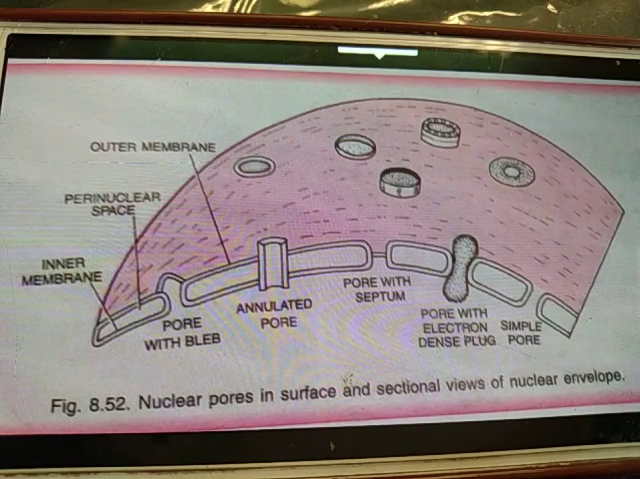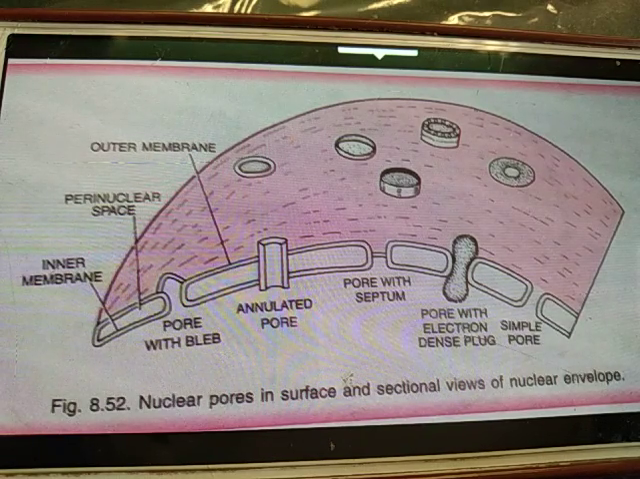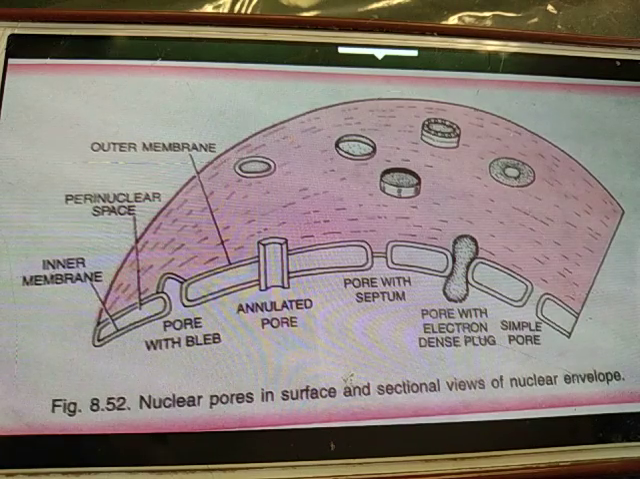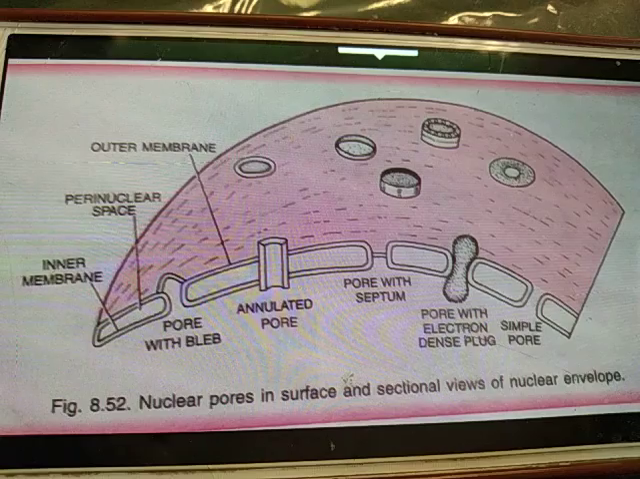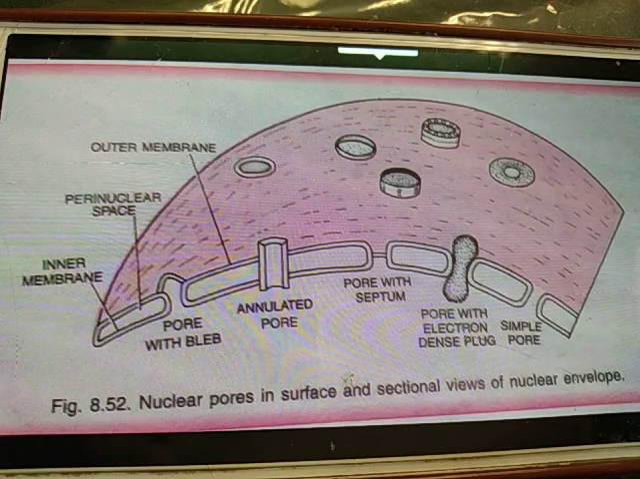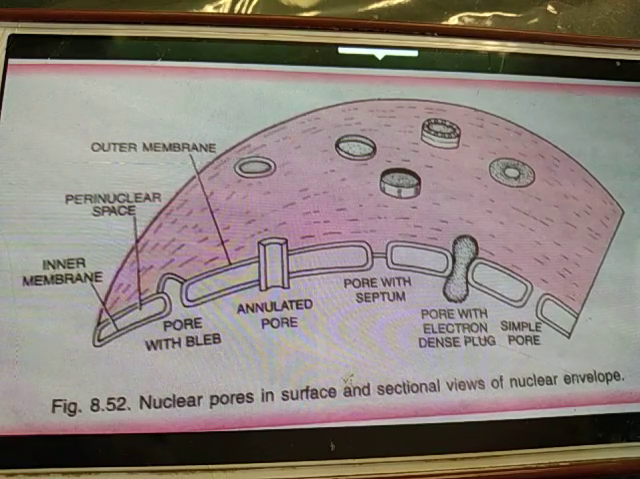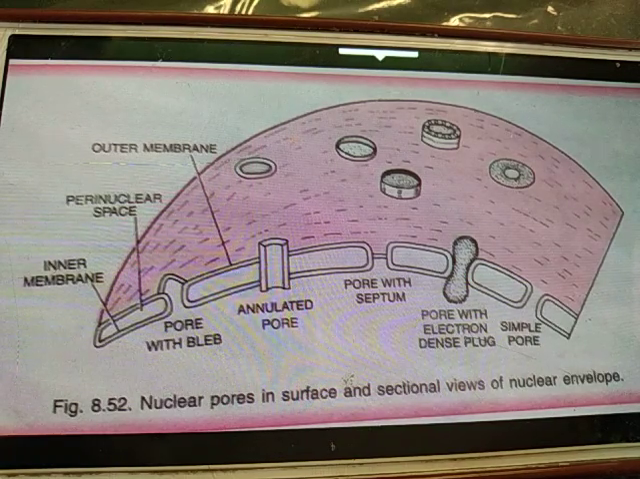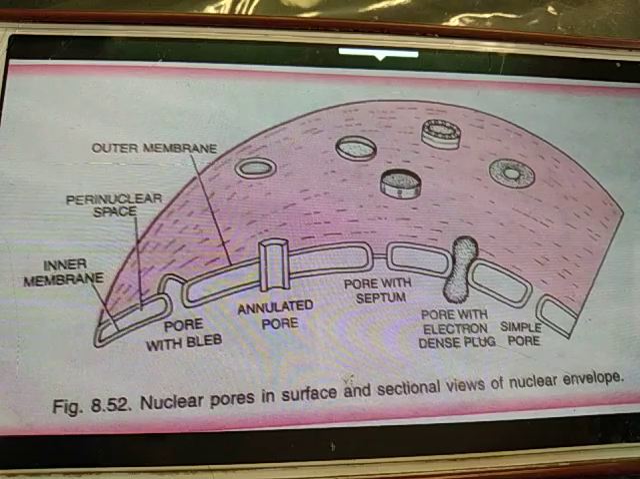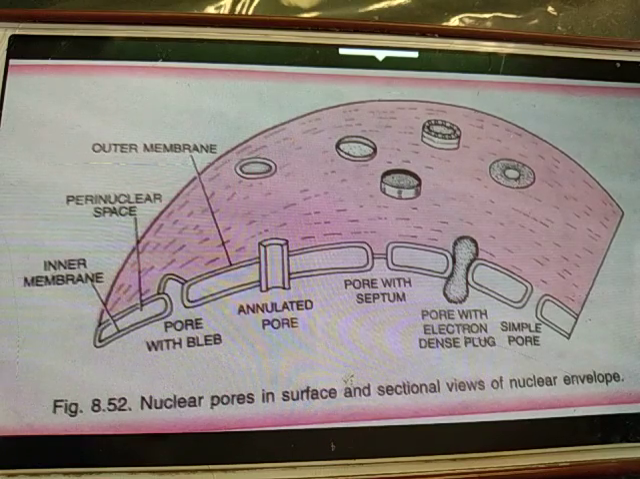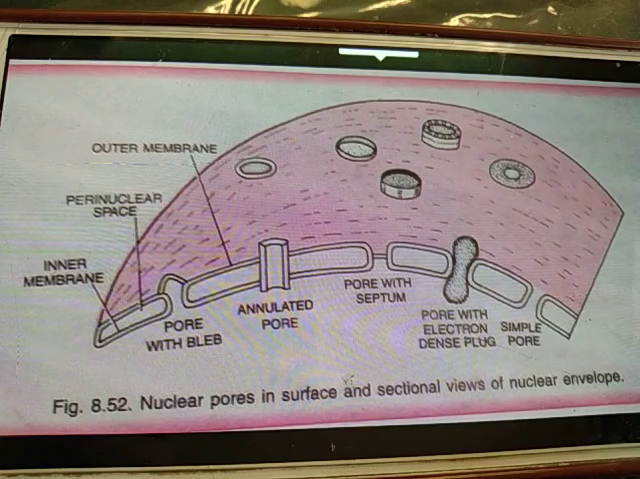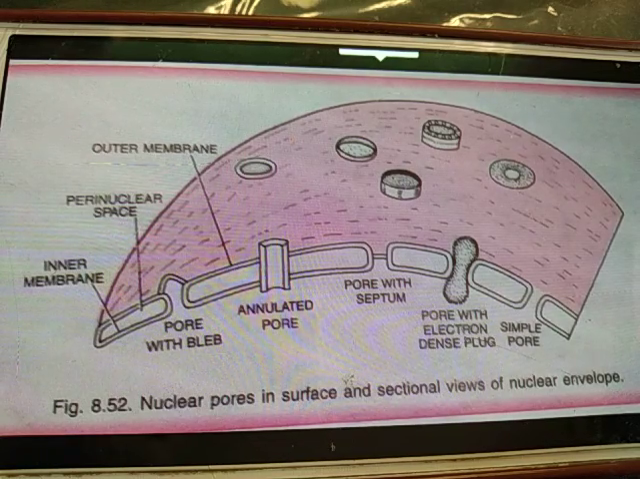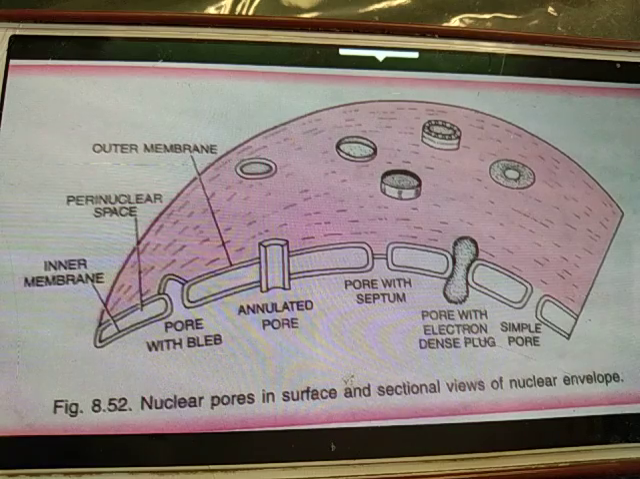Nuclear envelope contains a large number of pores or perforations. In some cases, 10% of the envelope is occupied by the pores, and two membranes of the envelope become continuous in the region of the pores. Nuclear pores have a complex structure. They may have a diaphragm, septum, plug of electron dense material, or nucleoplasmin, blebs, or annuli. Annuli are circular structures around the pores. The pores and their annuli form a pore complex called annulated pores.